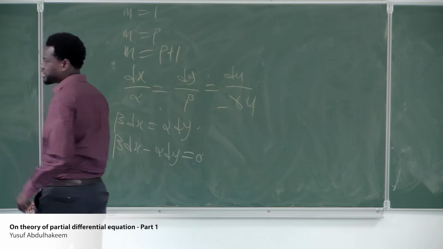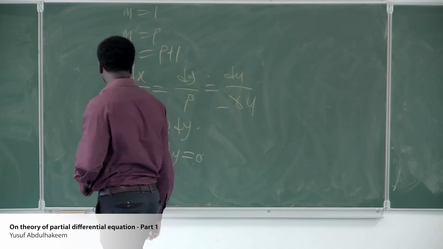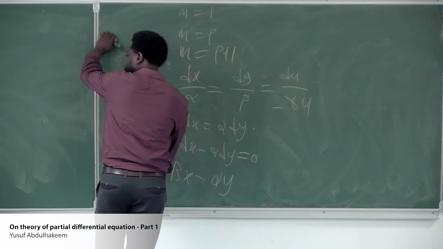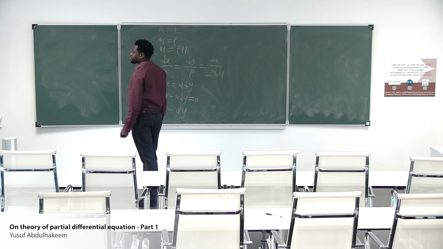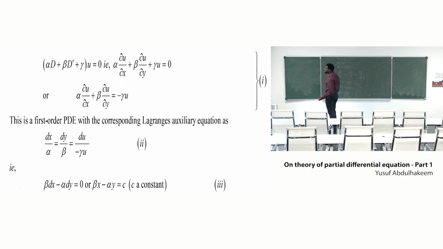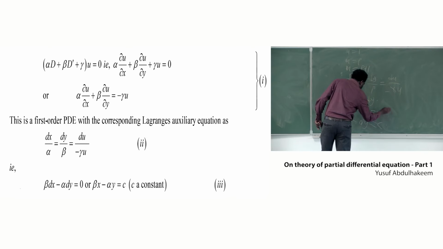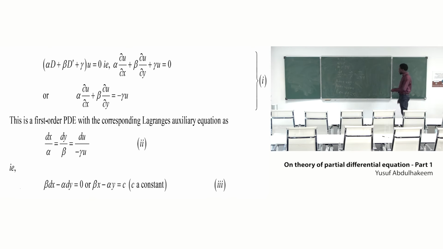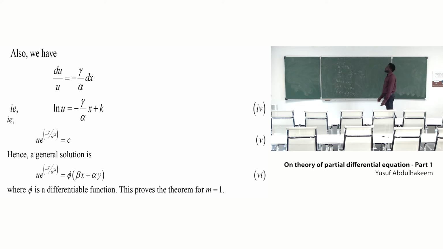So by the time we integrate this with respect to x, this will just give us beta x, minus integrate this with respect to y, we are going to have alpha y. And we integrate this one, we are going to have just what? A constant. So we have beta x minus alpha y to be equal to c, where this c here is a constant. Also, that is this pair.